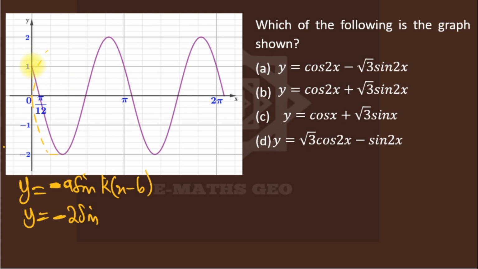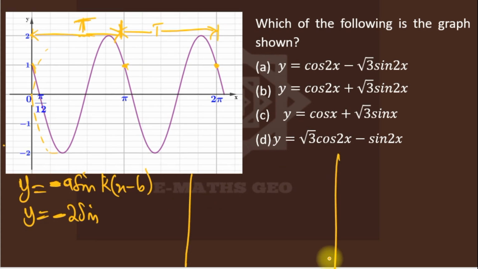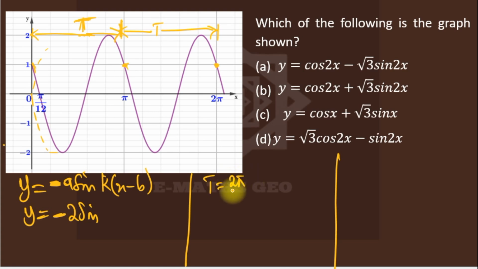As you can see, this graph started from here and it will end here before repeating. Or it will start from here and end here before repeating. So what do you notice? Here is also the period. Or we'll say from here to here is one period. And as I've said, period T is always 2 pi over K.